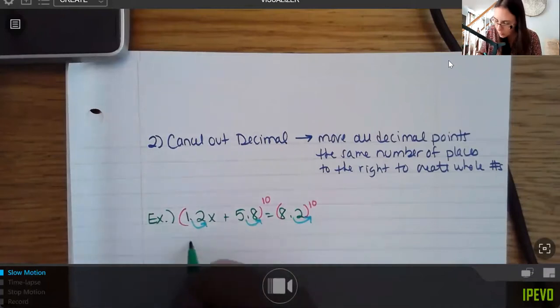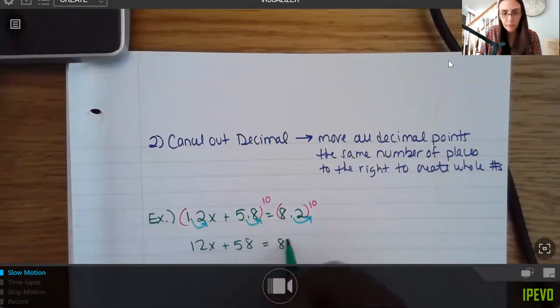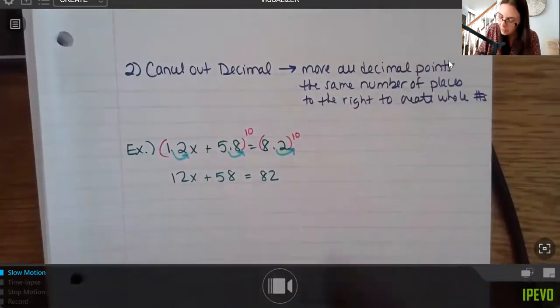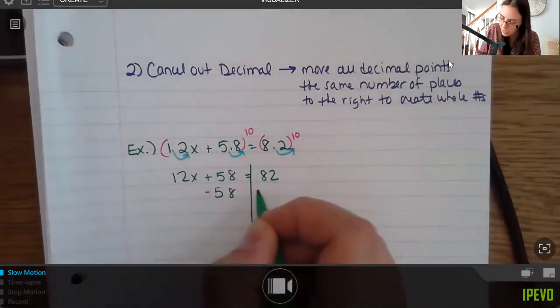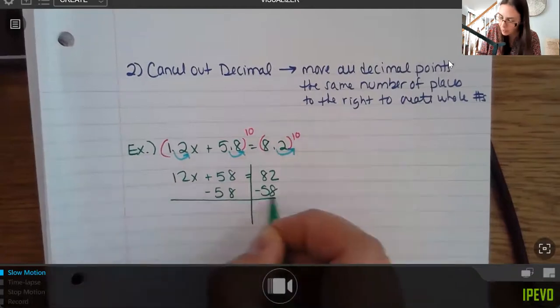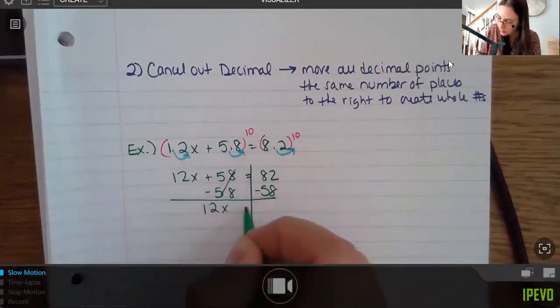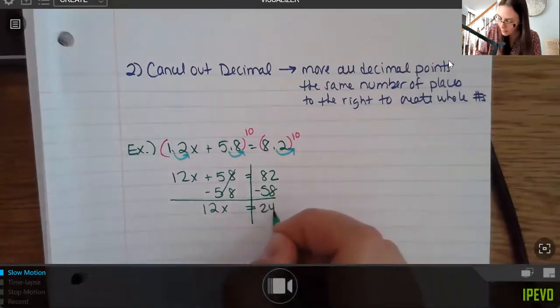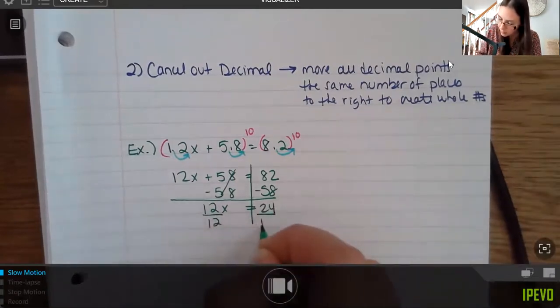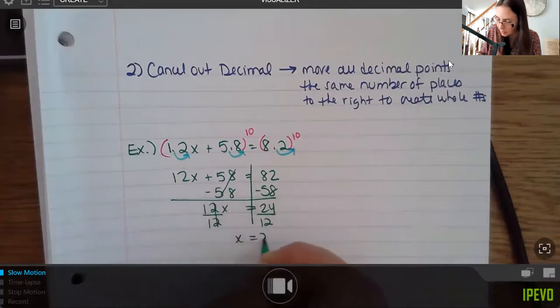And what you have now is 12x plus 58 equals 82. And now you should have a regular problem. So here I would subtract 58 from both sides. I would just keep solving now the regular way. And you'd have 24, and then I would divide by 12, and I would still get that same answer of 2.